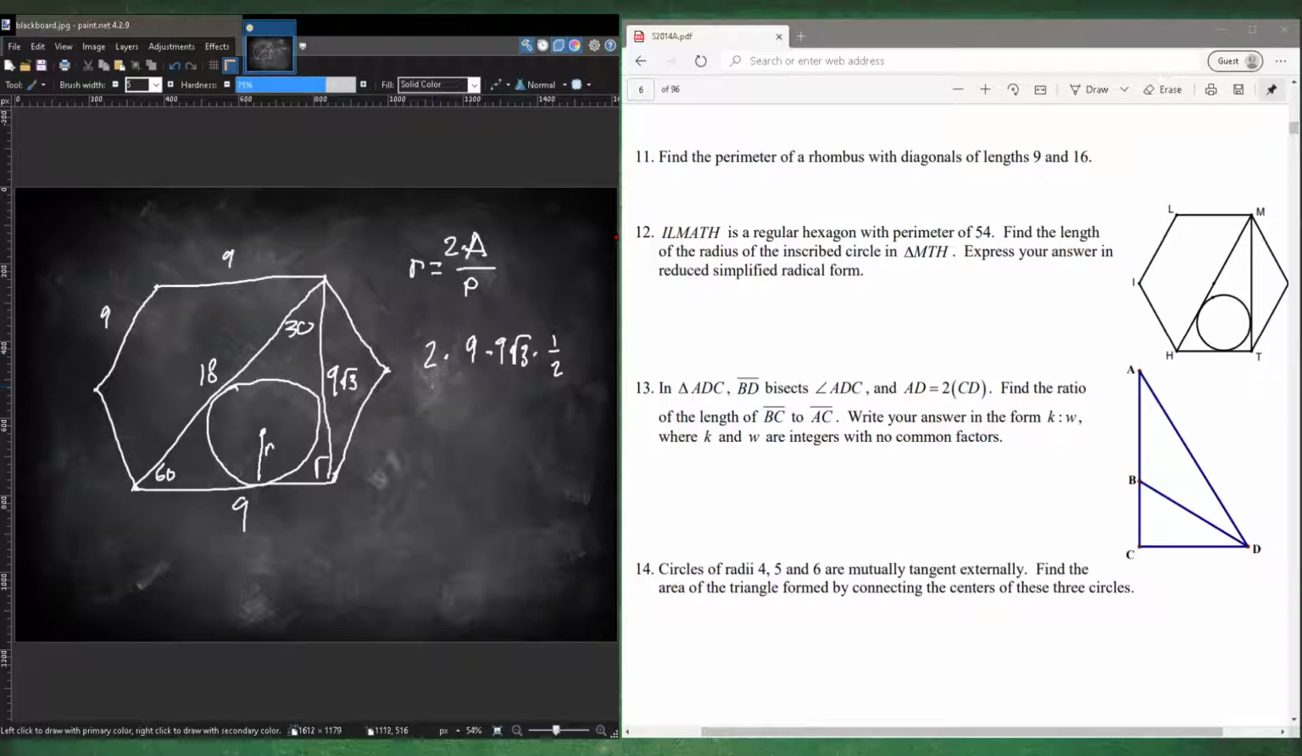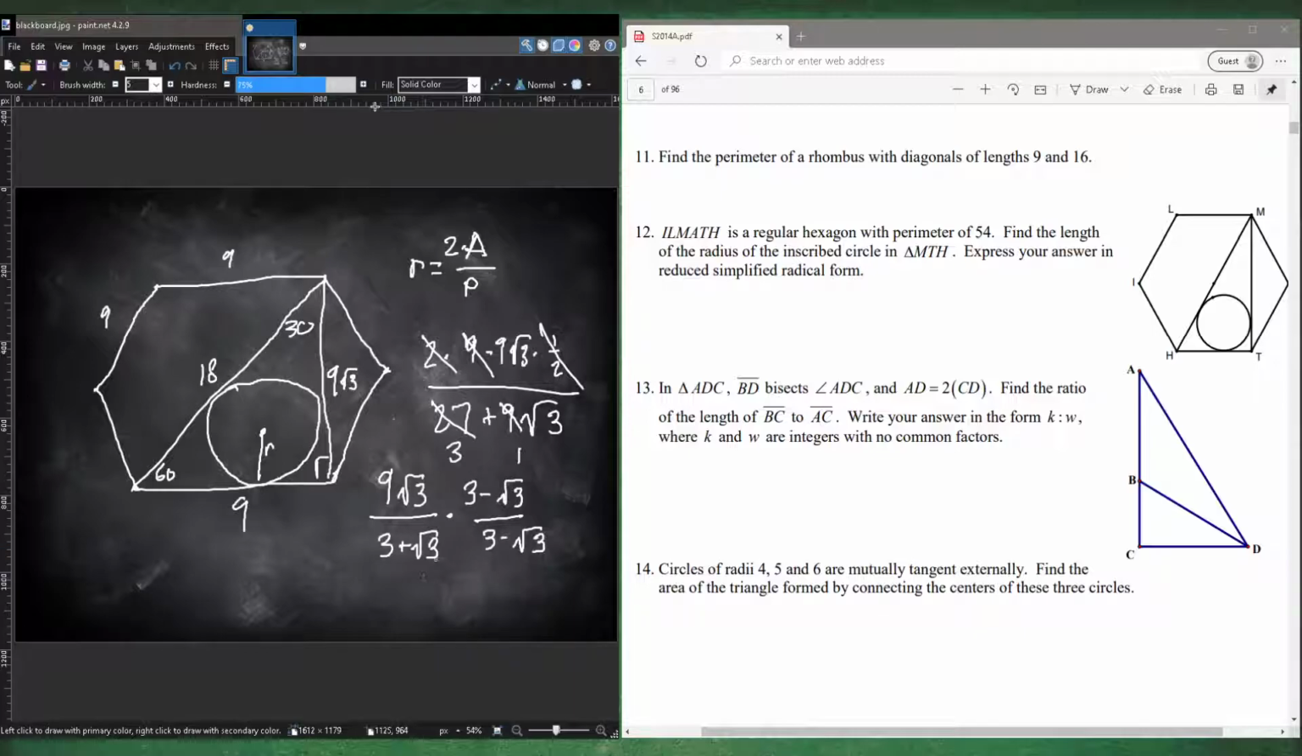So 2 times the area is 9 times 9 square root 3 over 2, right? And then our perimeter is going to be equal to 18 plus 9, which is 27, plus 9 square root 3. So let's simplify first before we do some big multiplying. So 2 and 1/2 cancel each other out. And this 9 could cancel with this 27 to make a 3, and this 9 to make a 1. So we have 9 square root 3 on the top, and on the bottom we have 3 plus square root 3.